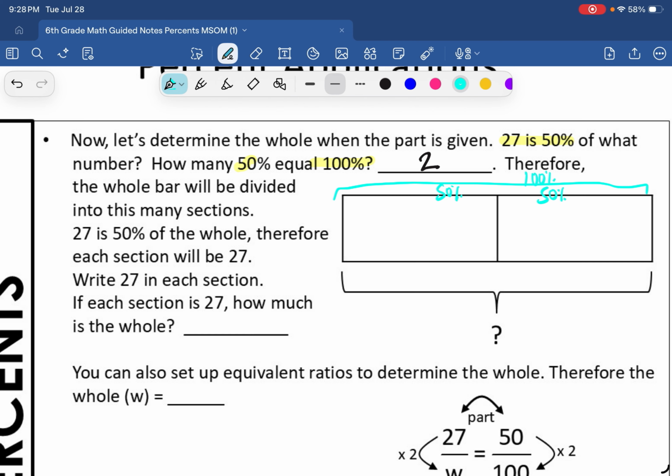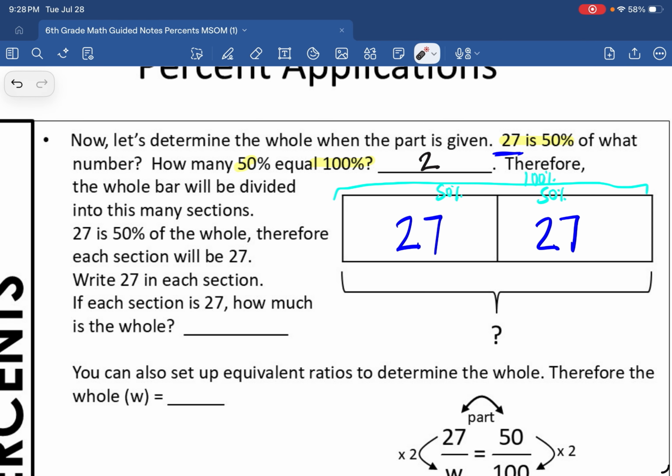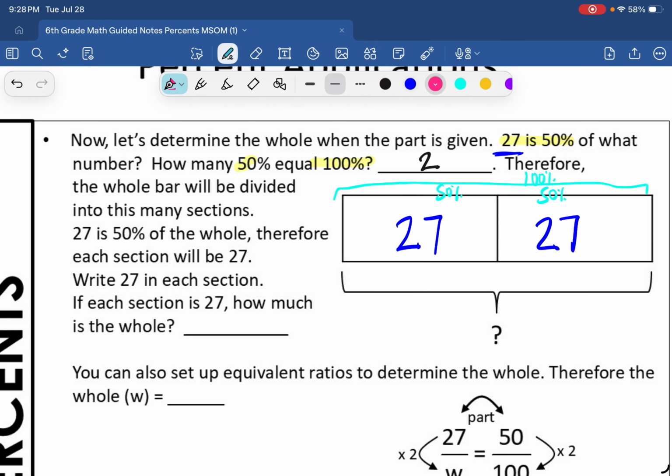Now this one is different because it tells us my part. It tells me that 27 is 50%, not 100%, but 50%. So now I've got to figure out my whole. Well, if that one's 27, then this one also has to be 27. Therefore, my whole is going to be 27 times 2, which is 54.